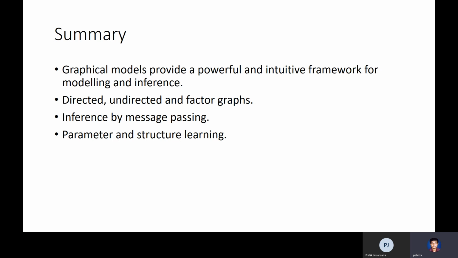You have three kinds of models, as I have discussed: directed, undirected, and factor graphs. You have studied inference, basically by message passing and a little bit by Markov chain Monte Carlo Gibbs sampling. And finally, we studied how to do parameter and structure learning.